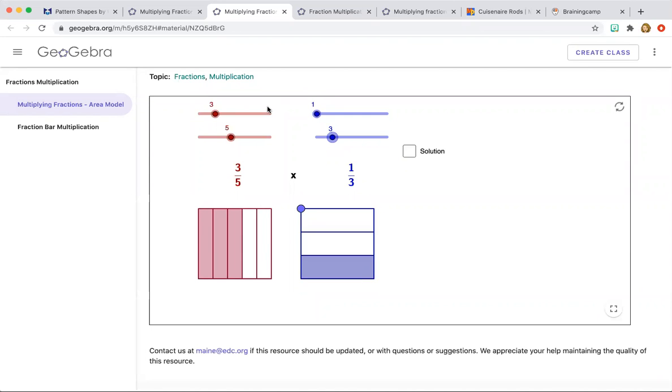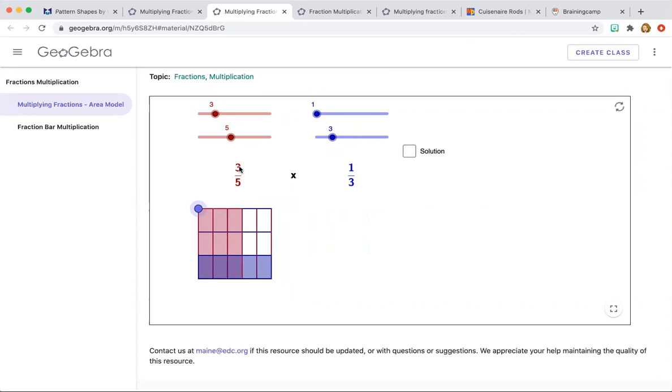So let's take our first example of 3/5 times 1/3. Here's another link for you to practice with, and you can set it up here. We can change whatever fraction we want, and same thing. What's going to happen when we slide this over? Same as before. The other one said go. This one allows you to slide it.